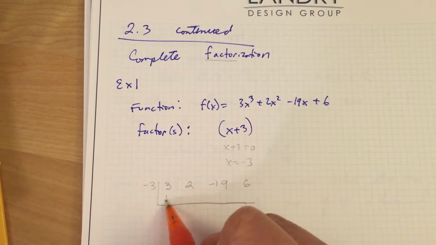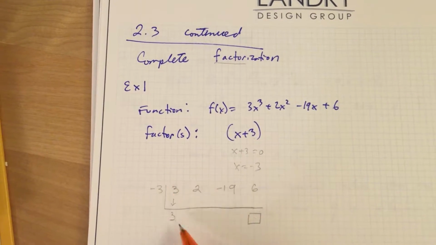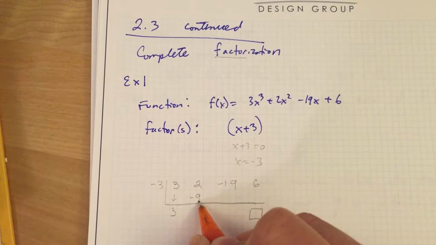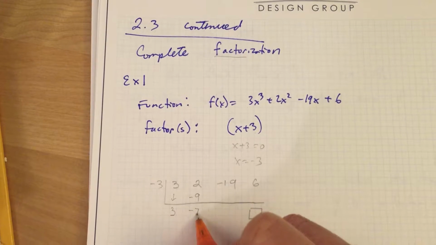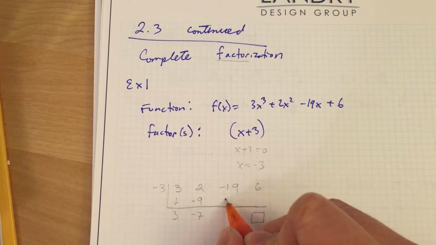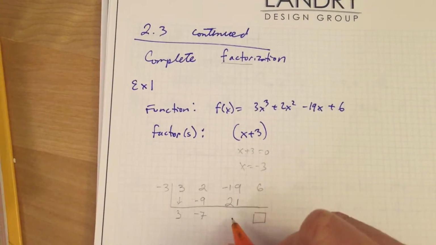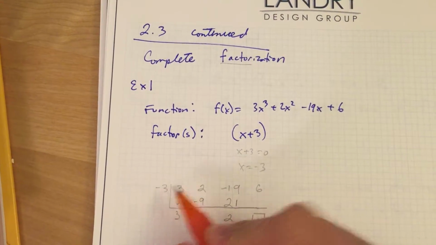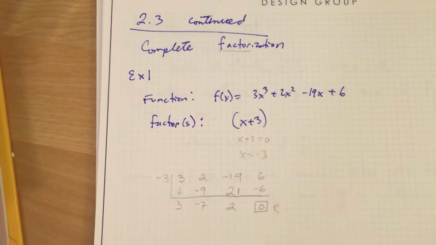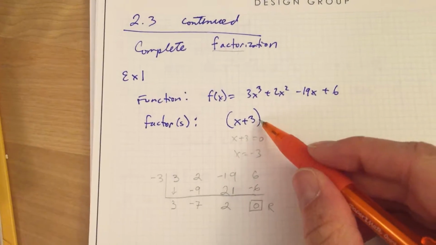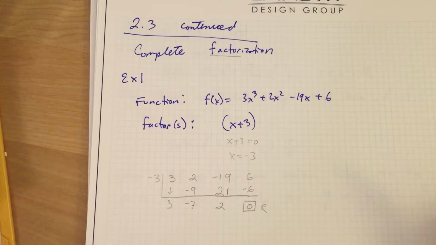All right, we bring down 3. Then it's a vertical pattern, diagonal patterns, we multiply. This will give you a negative 9. Vertical pattern, we add them together. So negative 9 plus 2 is negative 7. Multiply those two numbers together, I get a positive 21. Negative 19 plus 21 gives me a positive 2. 2 times a negative 3 gives me negative 6. And look at that, I got a remainder of 0. So this is a factor of our polynomial function written above, right?